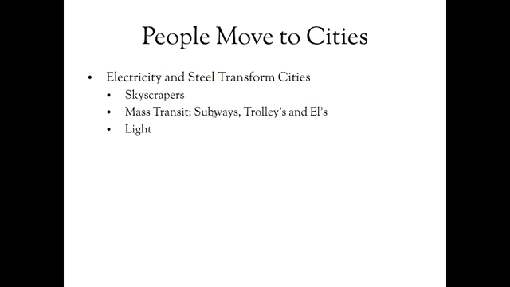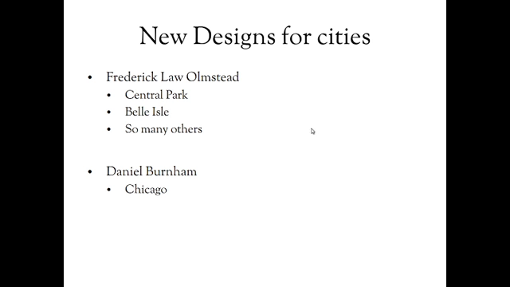So immigrants and people from the country are all moving to the cities, and cities are being transformed not just by the sheer number of people, but by things like light bulbs, steel allowing skyscrapers, and mass transit allowing subways, trolleys, elevated trains to move people through the cities. And one of the big things that happens is cities start to come up with master plans and designs for how they should look, and those master plans and designs still play a role today.